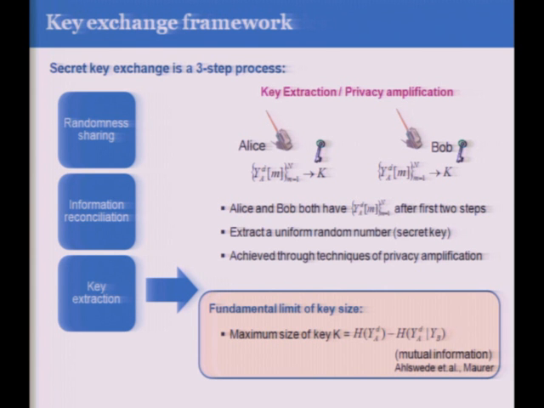The amount of key size that you can actually generate here is again bounded. The maximum size of the key that you can get here is this mutual information term, which is from Ahlswede and Maurer, which is basically the discrete entropy of YAD minus its conditional entropy.